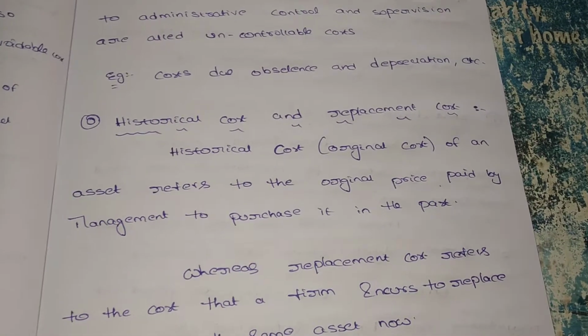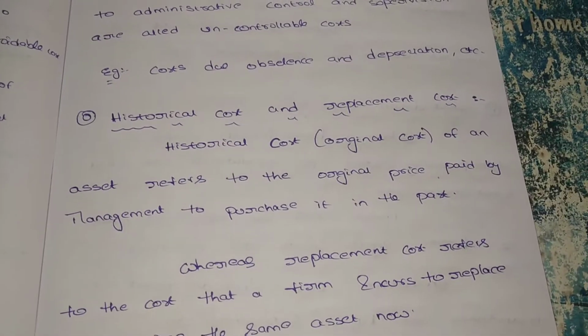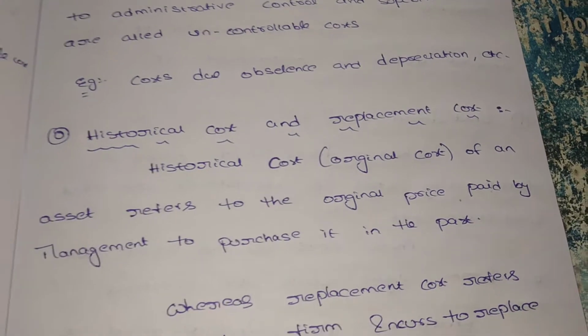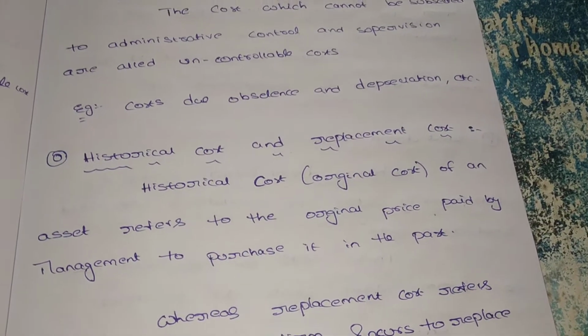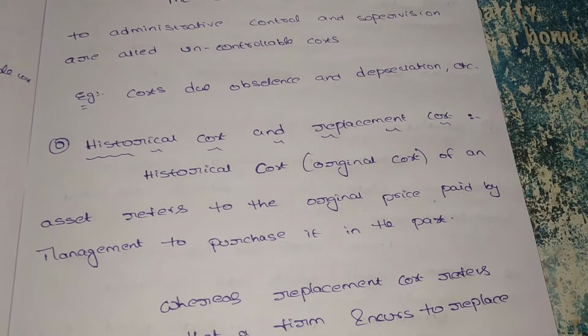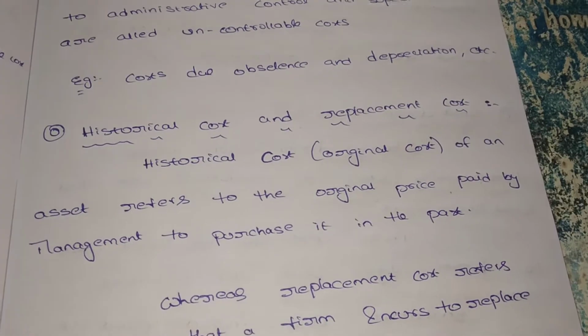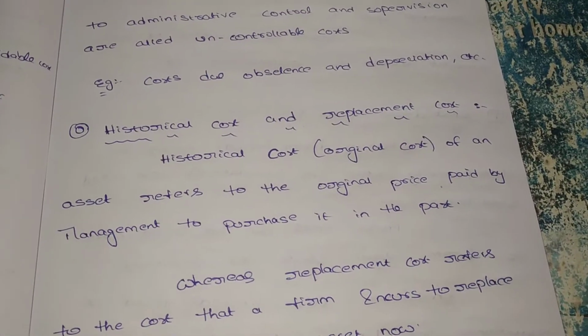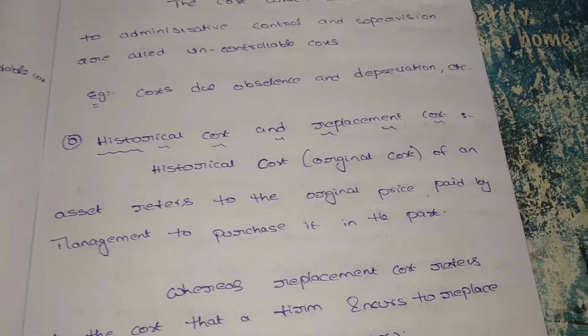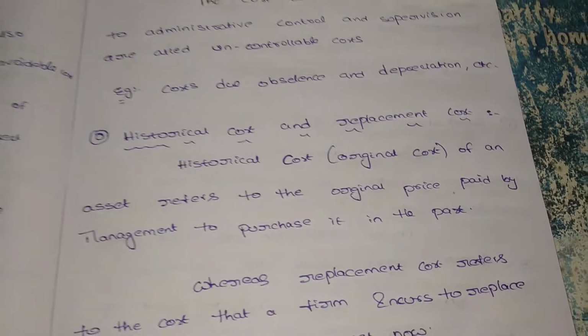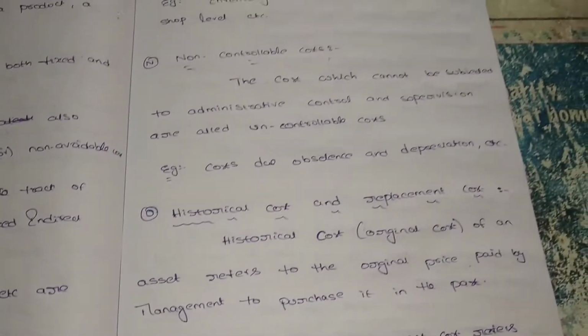Our subject is Business Economics. This is for the BBA first year, first semester students. In the previous lecture, we discussed some different costs. Our topic is cost classification. Already we discussed different types of costs. Today we are ending this topic. Some other costs we will discuss today, and we end this topic.